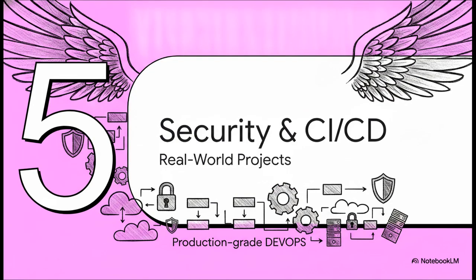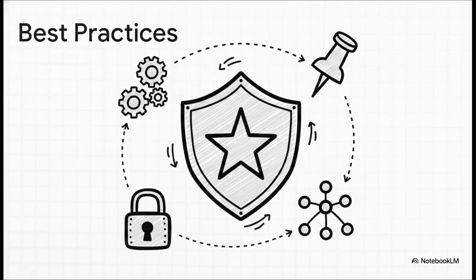Which brings us to our final phase, Section 5, Security, CI/CD, and Projects. What really separates a beginner experimenting locally from a professional operating safely in the cloud is strict adherence to best practices. You absolutely must use naming standards. Always pin your Terraform versions to avoid breaking changes. Store all your code in Git, use those remote backends, never ever hardcode secrets, and implement automated CI/CD pipelines.